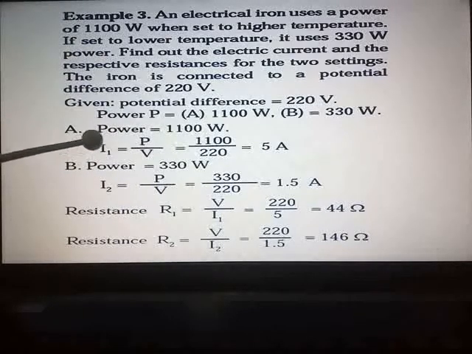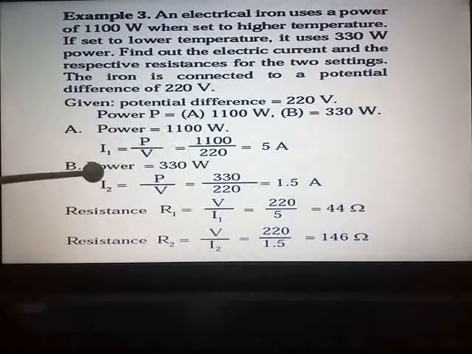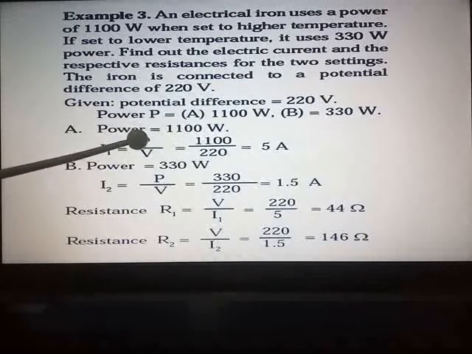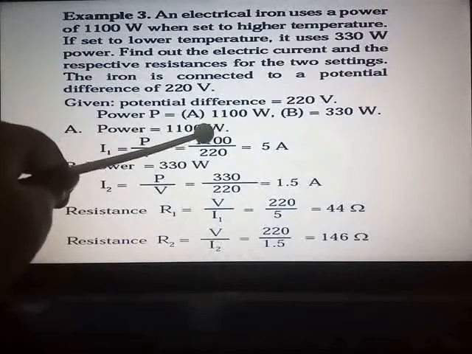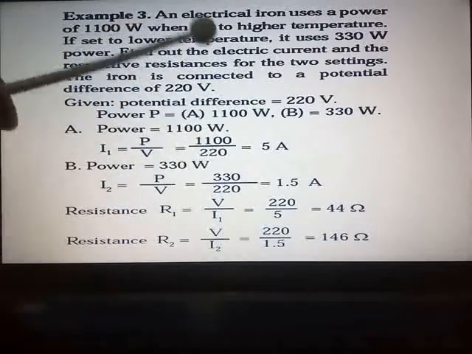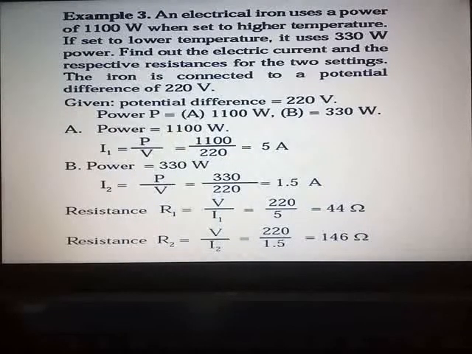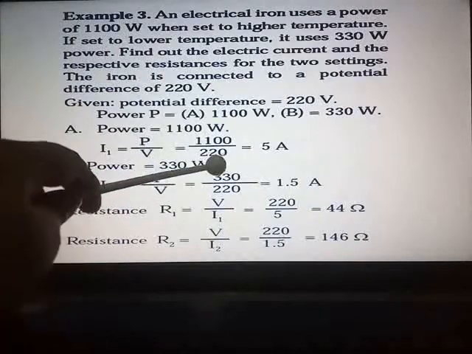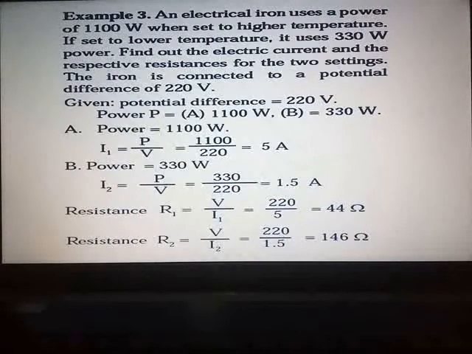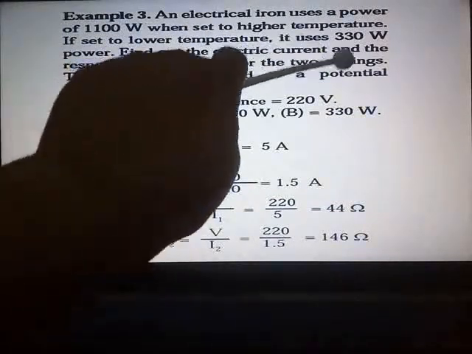In the first case, I1 is equal to P upon V, and in the second case, I2 is equal to P upon V. What is your first value of power? 1100 watts. Potential difference is the same in both cases. So 1100 divided by 220, you get 5, and it is current, so your unit will be amperes. For the second case, power is 330 watts. So I2 is equal to P upon V, 330 divided by 220. Answer is 1.5 amperes. Now you have found out the electric current for both the settings.